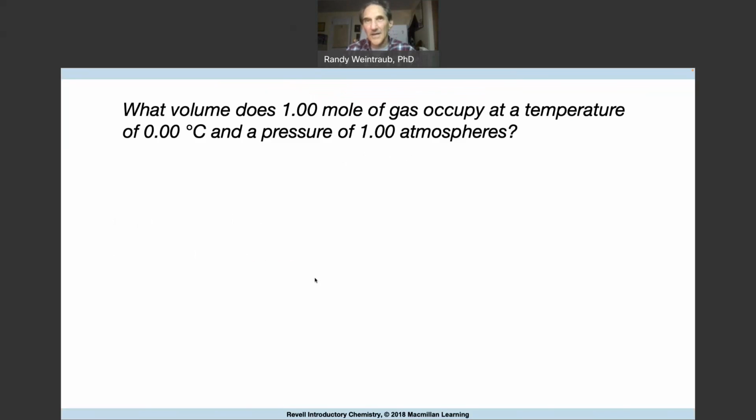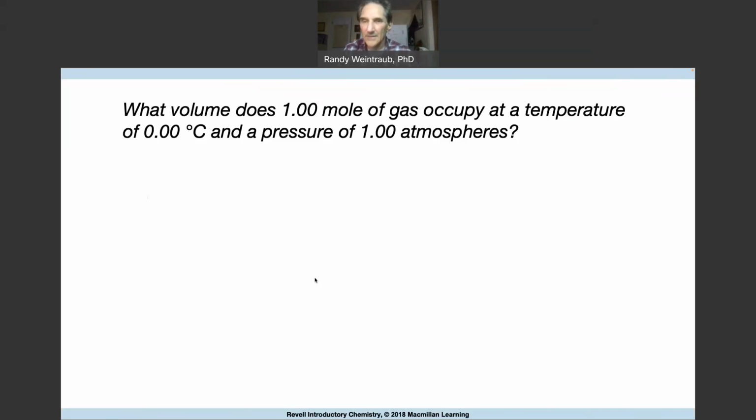So let's look at an example. What volume does 1.00 mole of gas occupy at a temperature of 0.00 degrees and a pressure of 1.00 atmospheres? If you're watching closely, you may already know the answer to this one, but let's work it through.